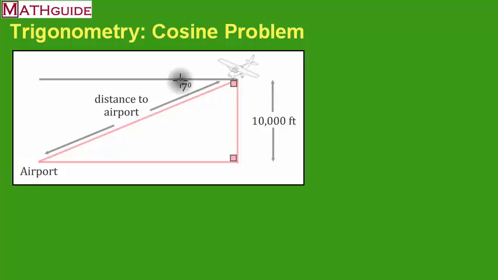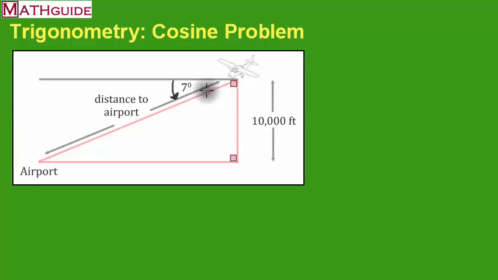So of course that means that if the people in the plane, like the pilot, were to look forward towards the horizon, they're going 7 degrees below that. So the 7-degree angle is below that line to the horizon.